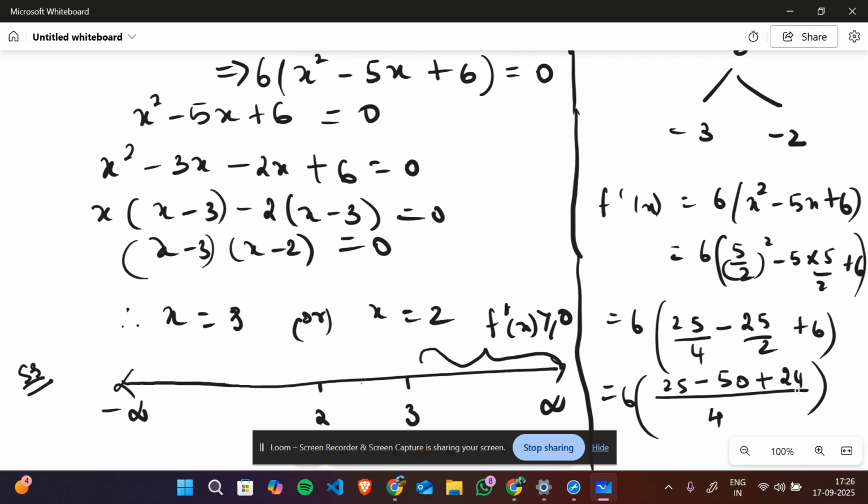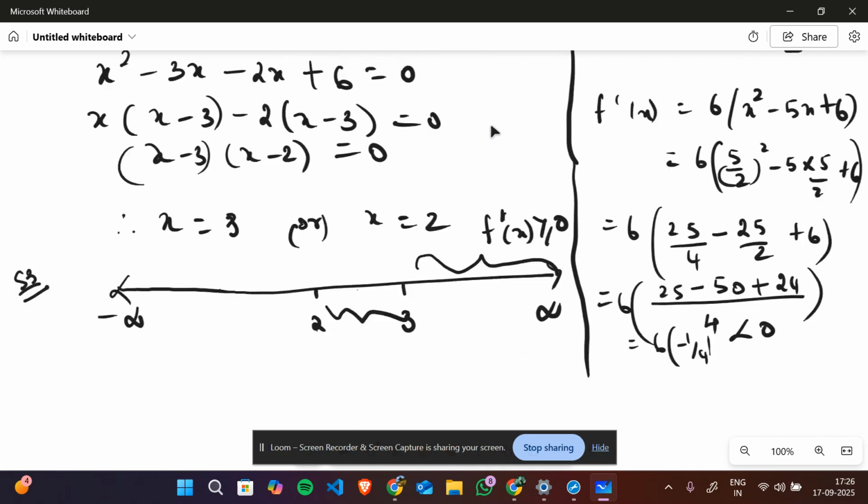What about from 3 to infinity? So the easiest value will be 0. Let us substitute 0 in the place of x. We'll get f dash of x will be 6 into 0, 0 plus 6, which is 36. It's again positive. F dash of x is positive.